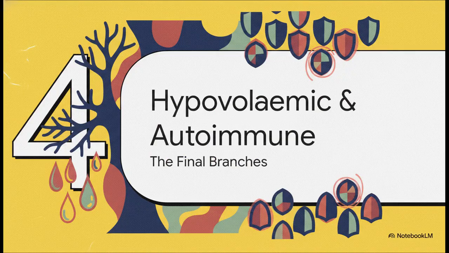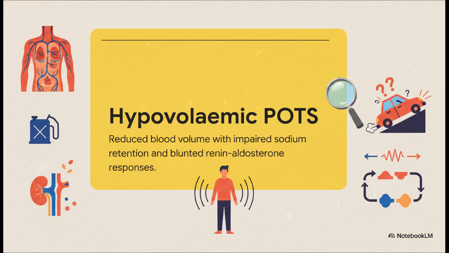Moving on to Section 4, let's delve into the hypovolemic and autoimmune subtypes. All right, we've covered the nerves and the sympathetic drive. Now let's see what happens when the tachycardia springs from an empty physiological tank or from a totally misdirected immune system. A huge number of POTS patients suffer from hypovolemic POTS, and it acts exactly like a car trying to run on an empty gas tank.